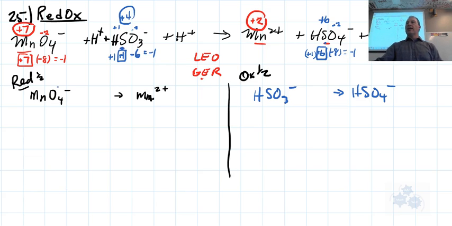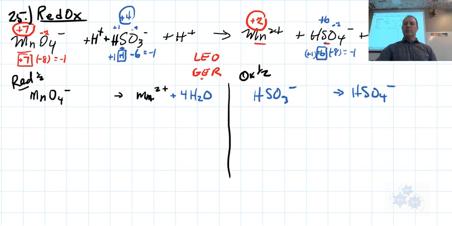So we have to balance what next? Oxygens. We balance oxygens by adding the appropriate number of water molecules to the appropriate side. So I've got 4 oxygens here, I've got 0 oxygens here, so I'm going to add 4 waters over here, because now my oxygens are balanced. 4 oxygens here, 4 oxygens over here now.